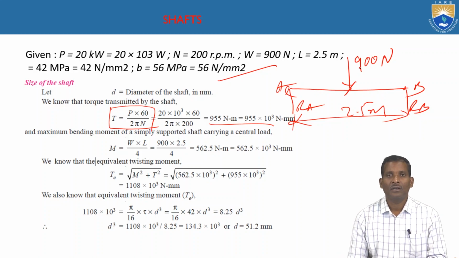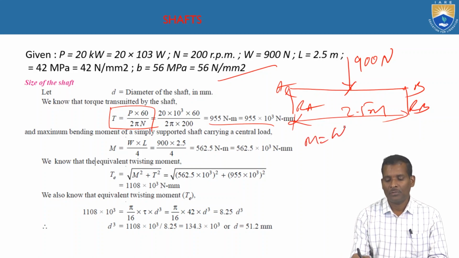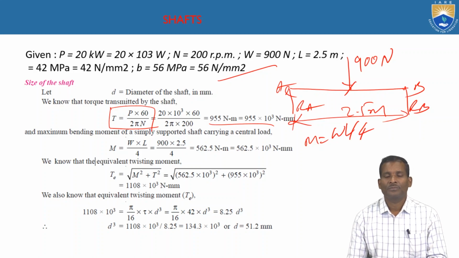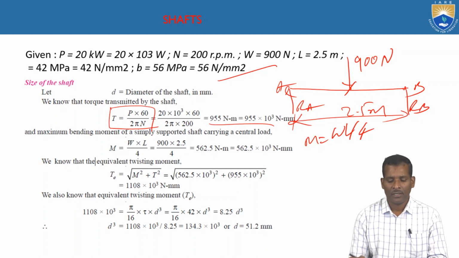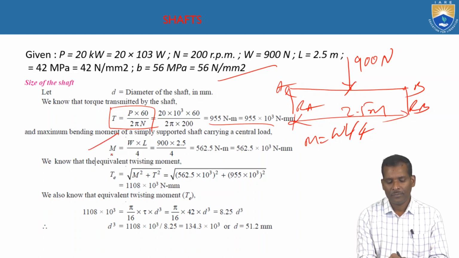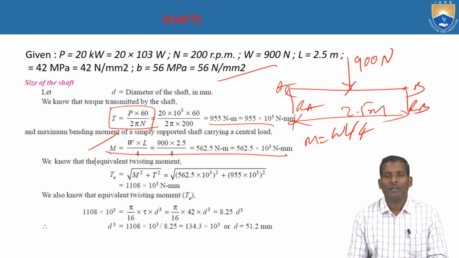The maximum bending moment of a simply supported beam shaft carrying a center load. So it is assumed as a simply supported beam. So the bending moment is equal to WL by 4. Clear? So W already you know, and then L value given, and calculate bending moment. So after the torque also calculated, bending moment also calculated.